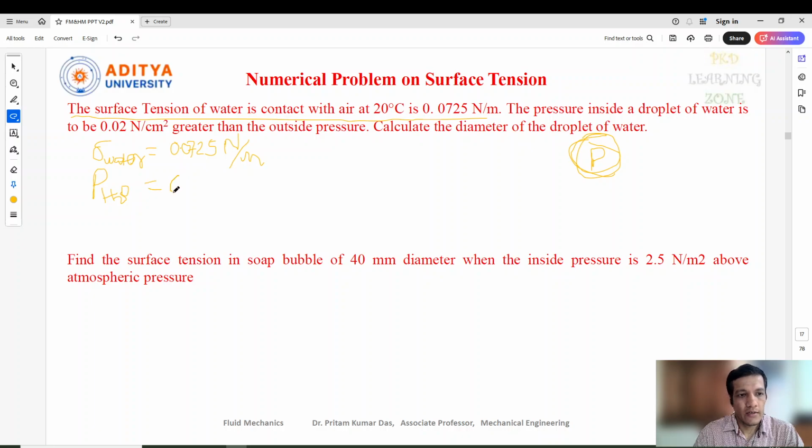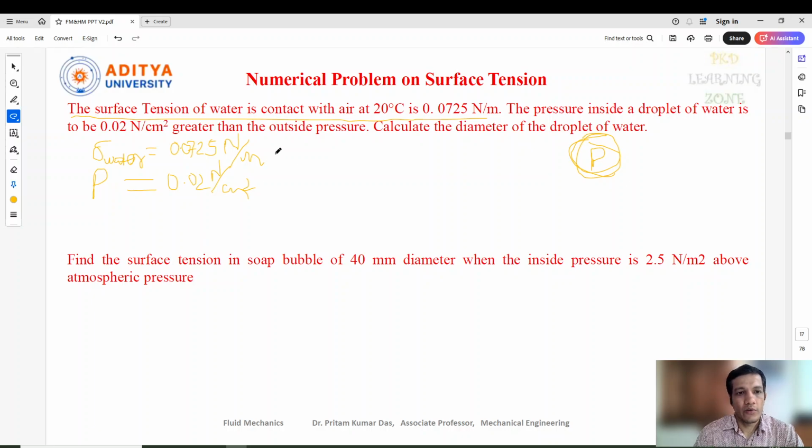That is to be taken here, the pressure inside the water. We can mention the pressure equal to 0.02 Newton per centimeter square, which is greater than the outside pressure. As I told you, it is greater than the outside pressure. Calculate the diameter of the droplet of water.